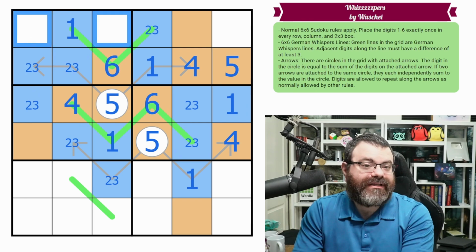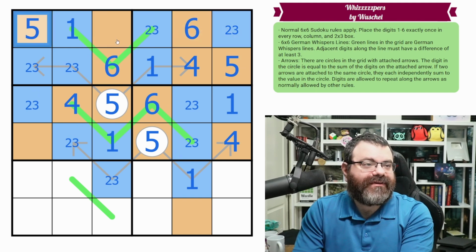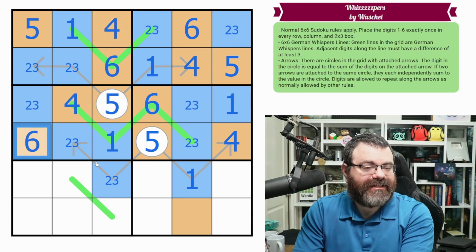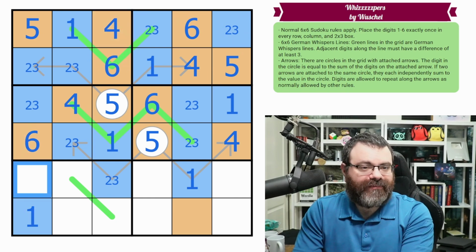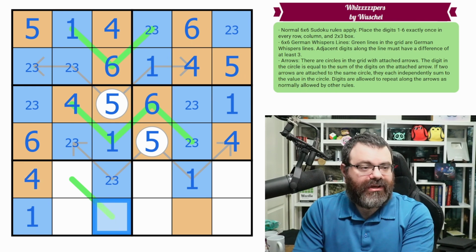Let's see. So the rest of this box is high, which makes the rest of this box low. This is a 2, 3. This is a 6. This 5 goes here. That's a 4. That's a 6 for the box. Okay. This can't be 1, so that's a 1. For the column, this is high and it's 4. This is low and it's a 2, 3.